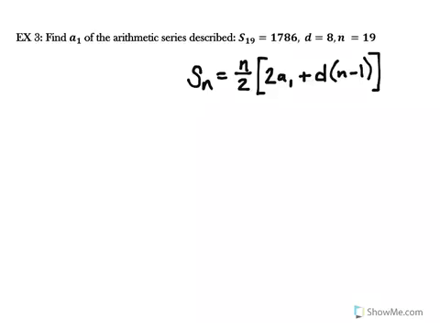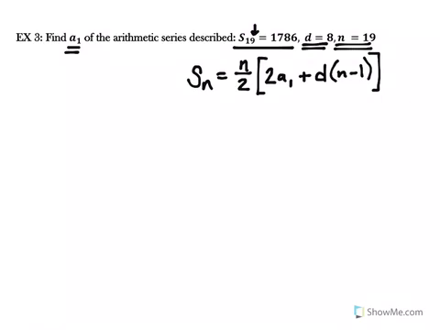This example asks us to find a sub 1 of the arithmetic series described, and then gives us the features of that series. So we're looking for the first term of the series. When the sum of 19 terms, we see n is equal to 19. So the sum of the first 19 terms is 1786 when you have a common difference of 8.